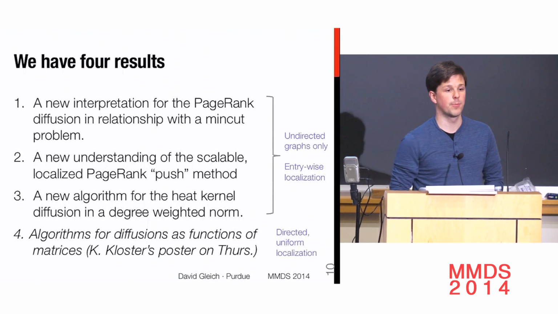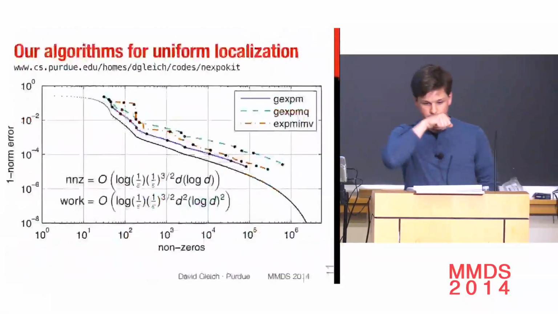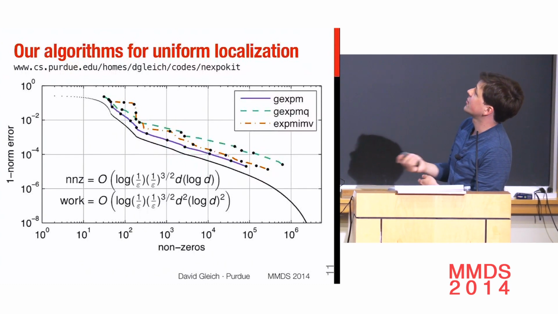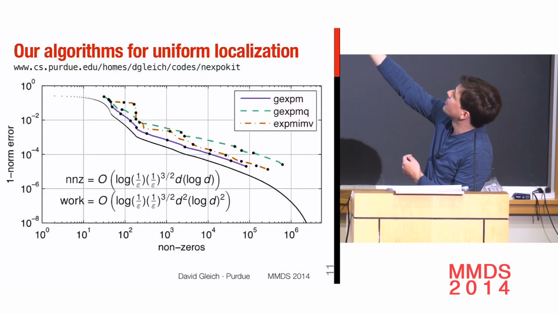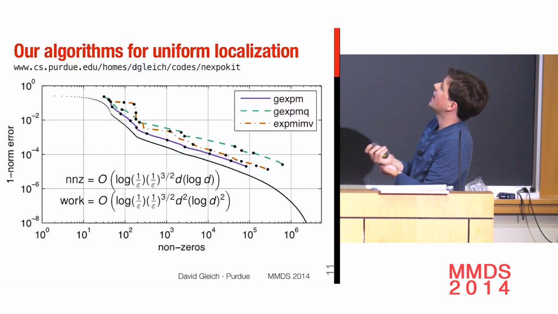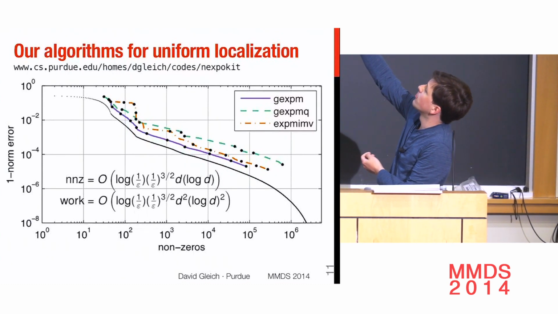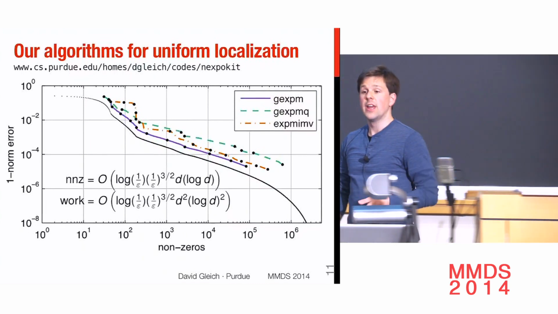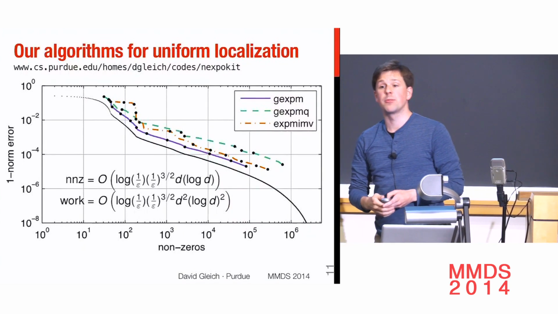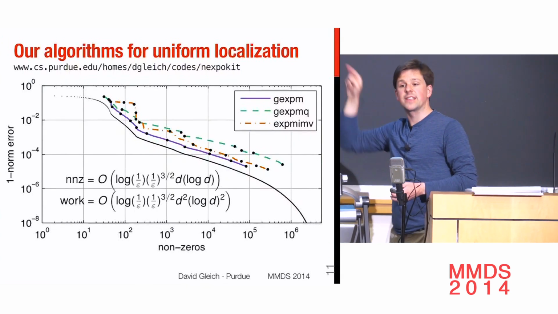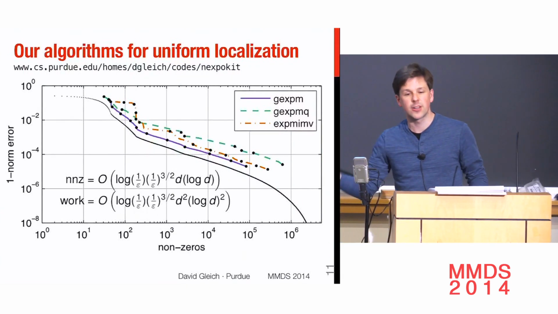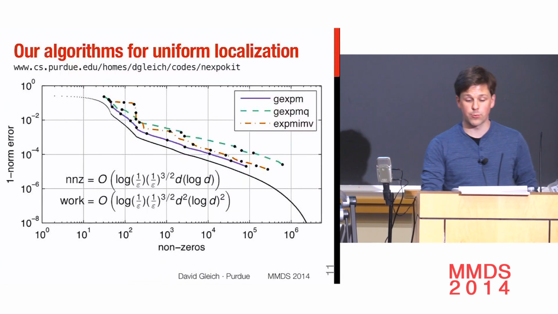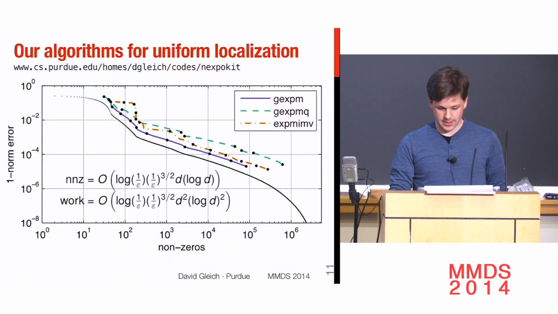He's going to talk much more about that than I'm going to have time for. So, just as an advertisement for Kyle's talk, here was that uniform localization plot we had. Kyle and I have been working on algorithms that basically track this curve exactly. As we vary a tolerance parameter in these algorithms, we trace out almost exactly the same curve. We have a few more non-zeros than the exact algorithm does, but we get pretty close.